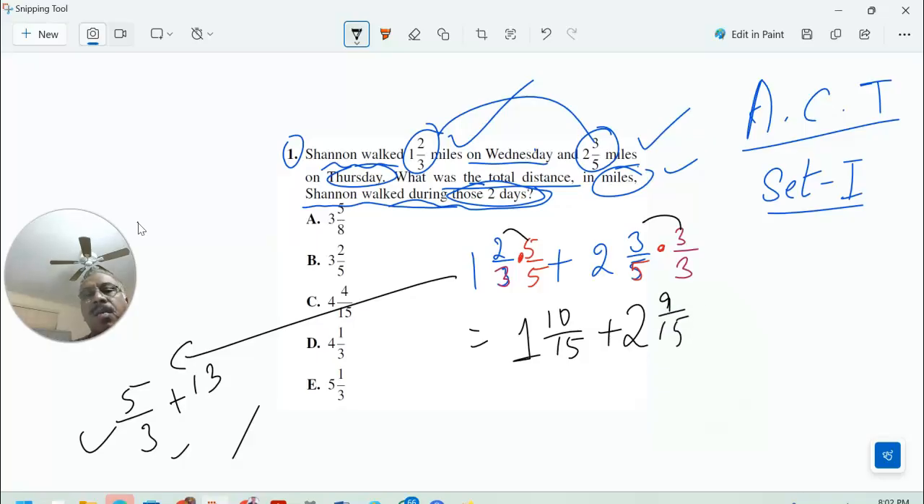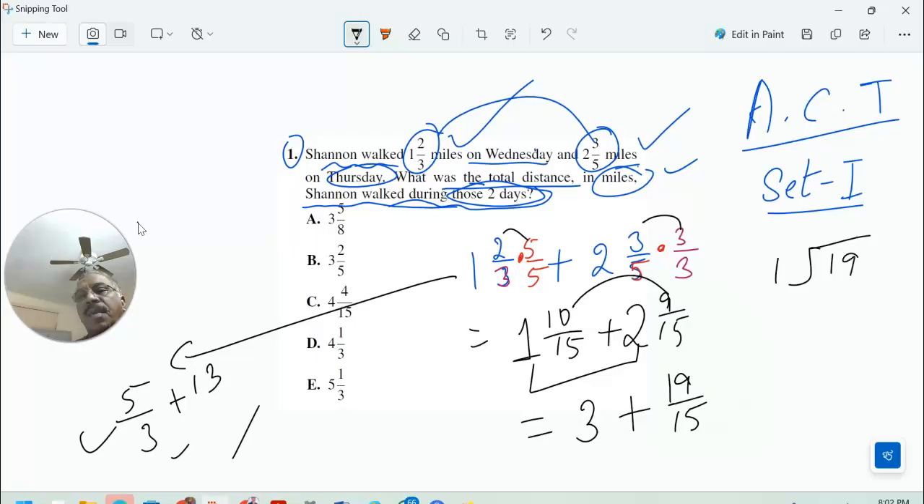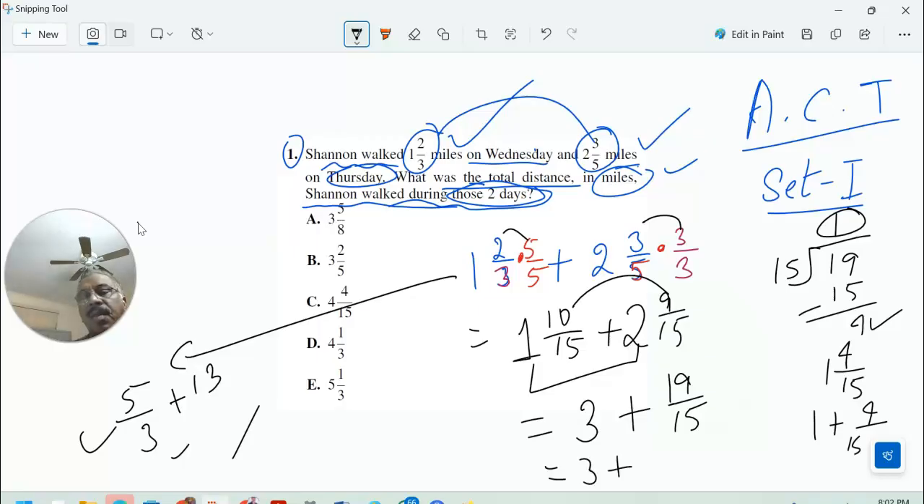And now we can add the whole numbers, this 1 and 2, that means 1 and 2 becomes 3, and plus 10 and 9 I can write as 19/15. But 19/15 itself, we can do a little long division, and you can see that it goes 1 times 15 and 4 remaining. So it's going to be 1 4/15 because the remainder is 4, the quotient is 1, or this is 1 plus 4/15. So this answer is 3 plus 1 plus 4/15, and this 3 plus 1 is 4.